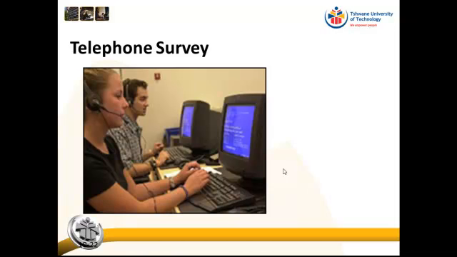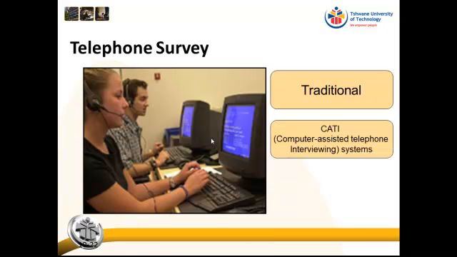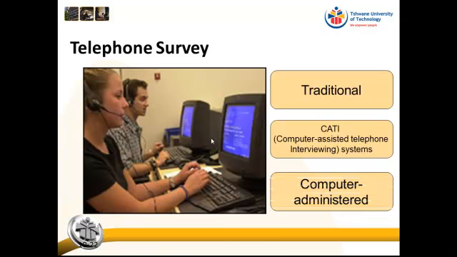So we're going to talk about the telephone survey now. Here you can see there are people sitting in front of a computer and they are doing telephone surveys. So they're doing computer-assisted telephone interviews. There are several types of telephone surveys: the traditional, the computer-assisted telephone system, and then the computer administered. Computer assisted is where you still have a person sitting in front of the computer doing the interview, whereas computer administered is where the person is taken out of the loop and the computer asks the participant the questions.